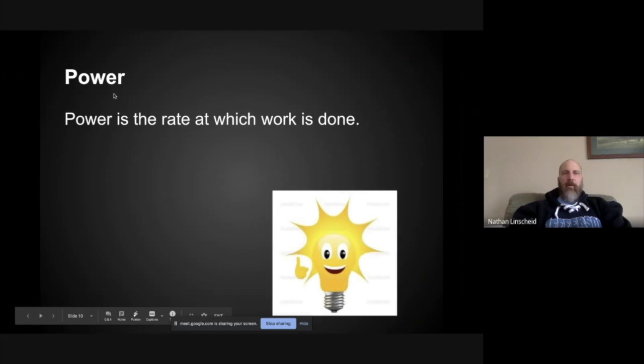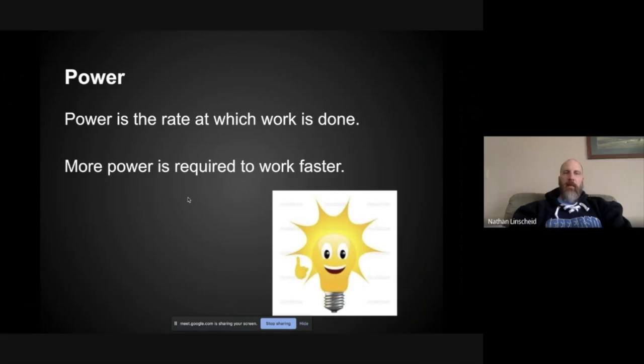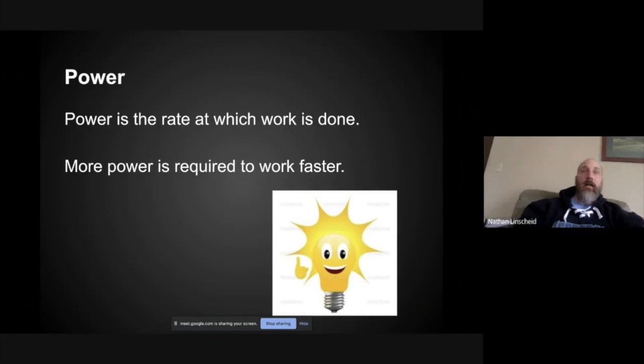Last thing we're going to talk about here is power. Power is the rate at which work is done. If you want to get work done faster, you have to use more power. Here's an example. Let's say that I want to walk up the stairs. It requires a certain amount of force for me to go up the stairs. I have to go a certain distance, so force times distance is my work.